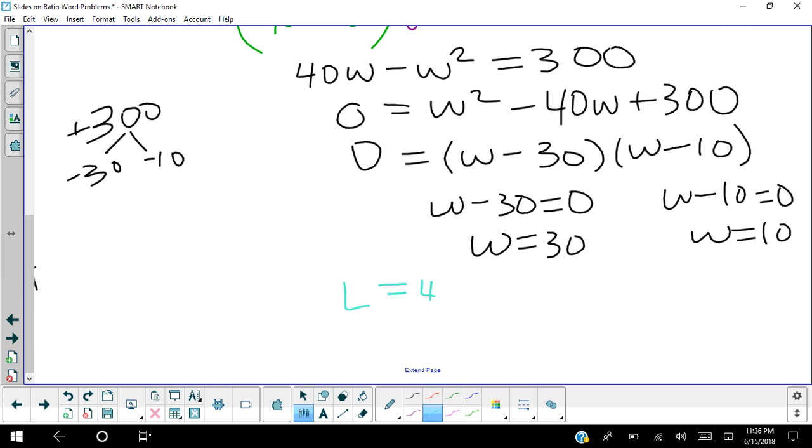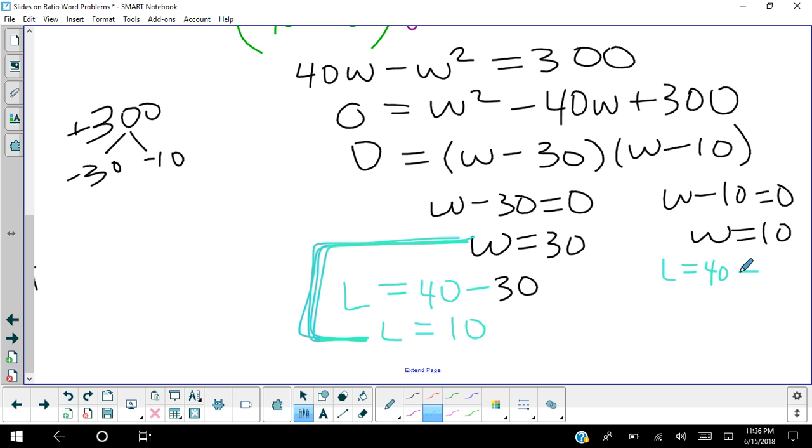So length equals 40 minus the w that I came up with of 30. So length is 10. That's one pair. That length is 10 and width is 30. Another pair. Length is 40 minus w. In this case, I came up with a w of 10. So that means my length is 30. Okay, so another pair is that my width is 10 and my length is 30.